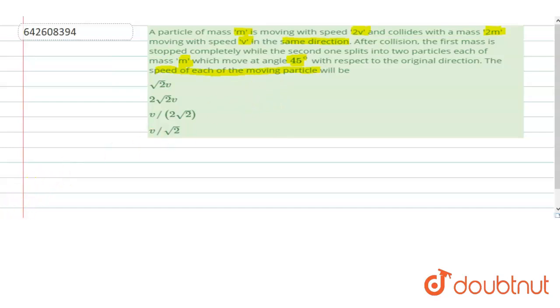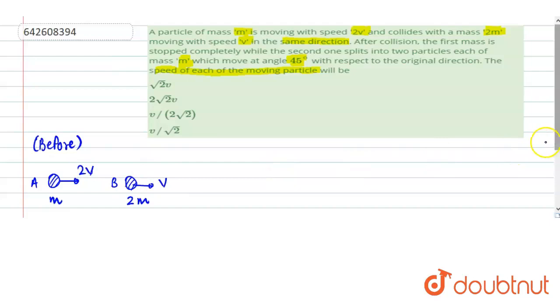So let's understand the situation first. We have two particles. Let's call them particle A and B. So we are drawing first the before situation. So let's say this is the particle A and this is the particle B. Particle A has mass m and particle B has mass 2m. As given to us, particle A is moving with the speed 2v and particle B is moving with the speed v in the same direction.